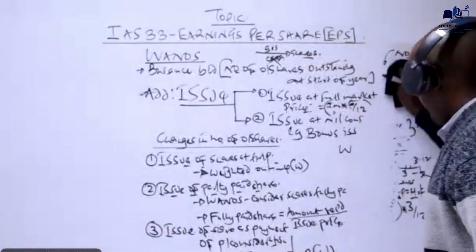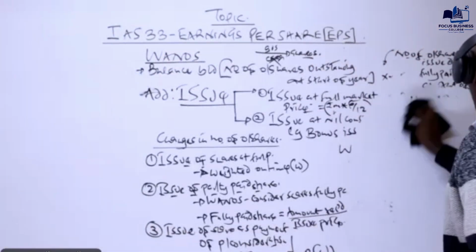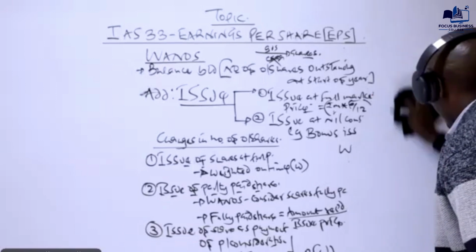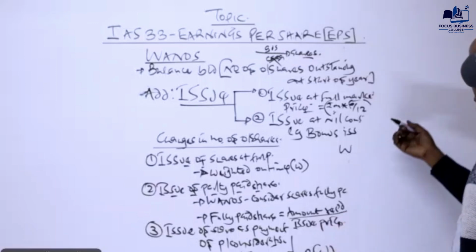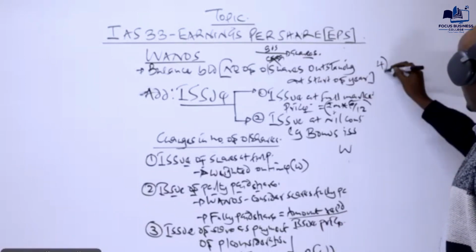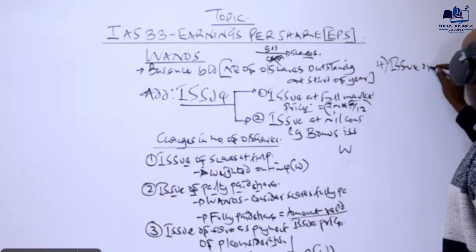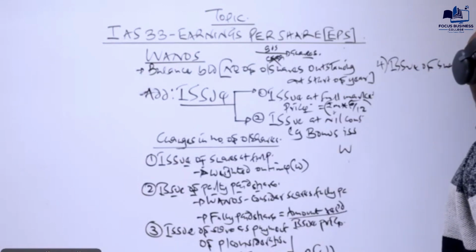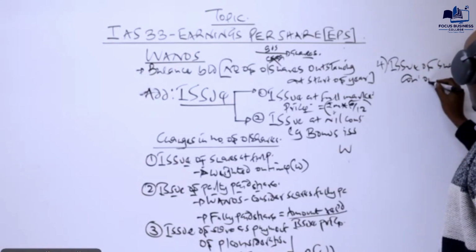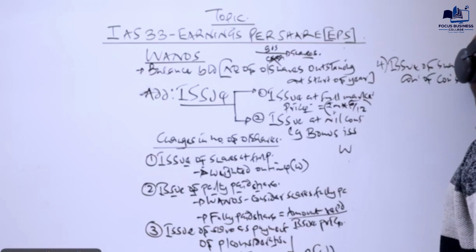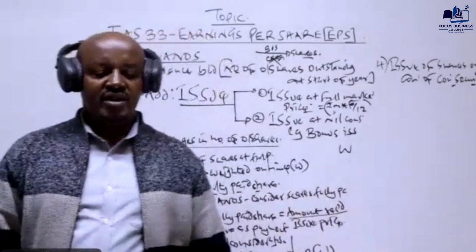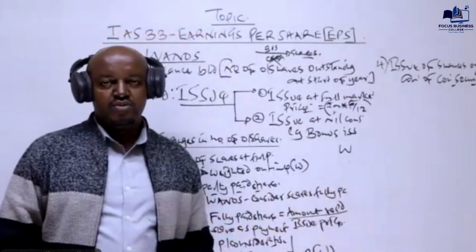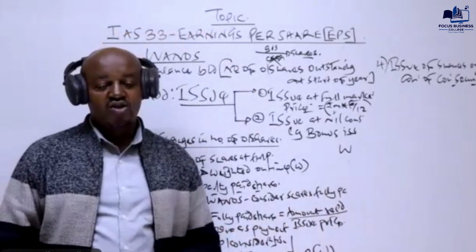So then number four, we can talk of the issue of shares on conversion of convertible securities. So what are convertible securities? Convertible securities are things like debentures, things like bonds, which are issued by the company, but which are convertible in nature.